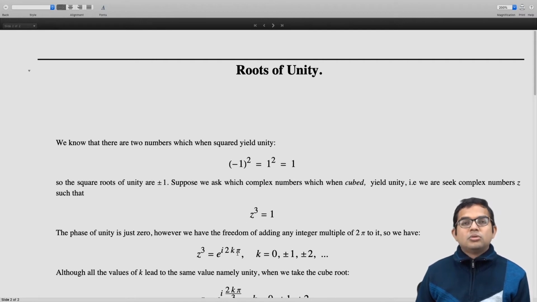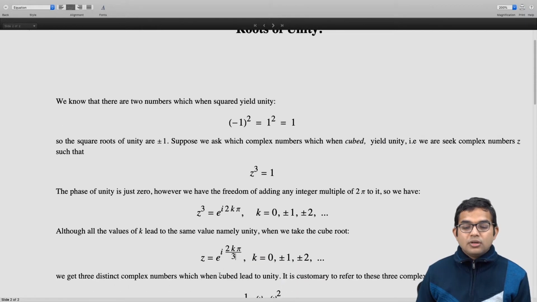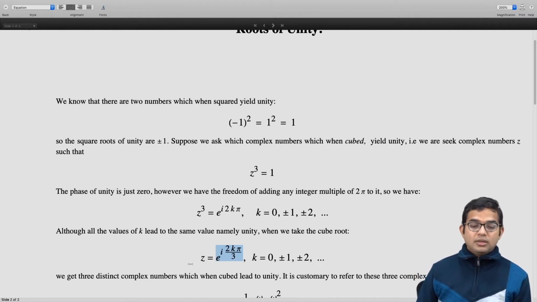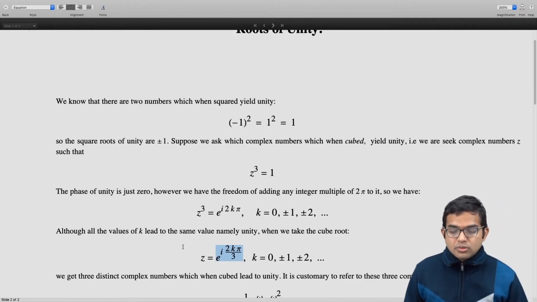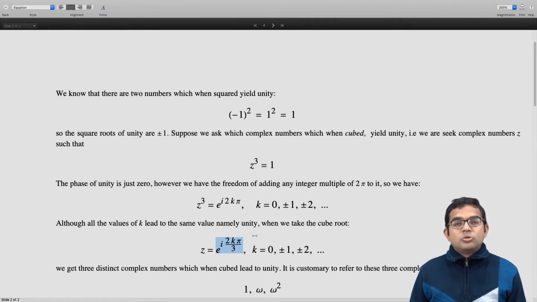But when you take the cube root of this quantity, you get z is equal to e to the i 2k pi by 3. Once again you have all these different values of k available, but there are not infinitely many different values, and it's also not just 1. In fact you have 3 distinct complex numbers on the right hand side now. So there are these 3 distinct complex numbers which when cubed will give you unity, right? It is customary to call these the cube roots of unity.